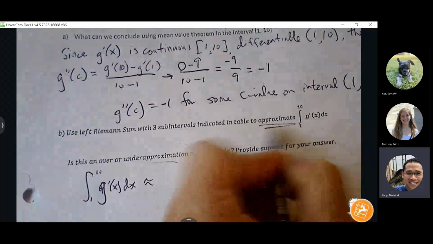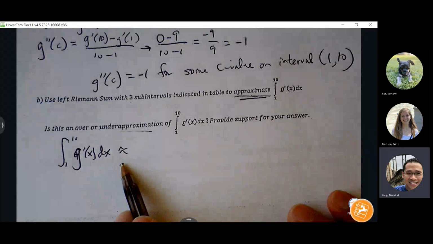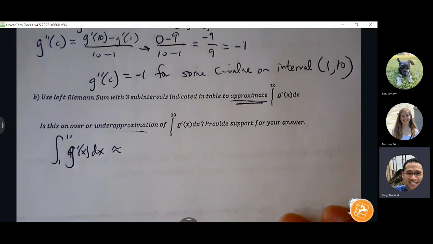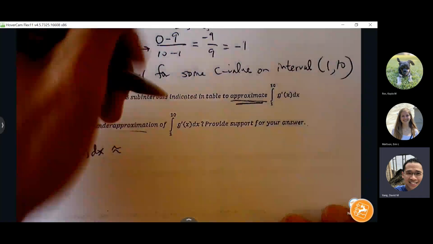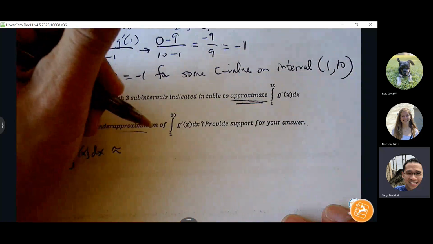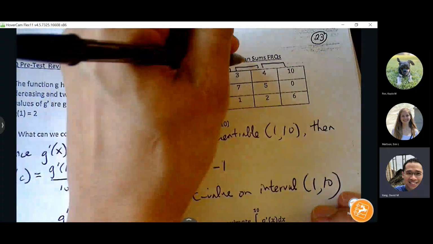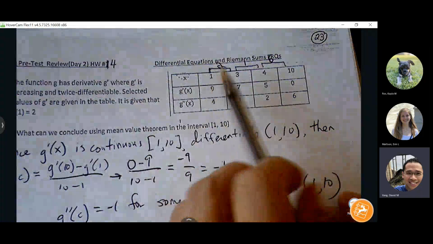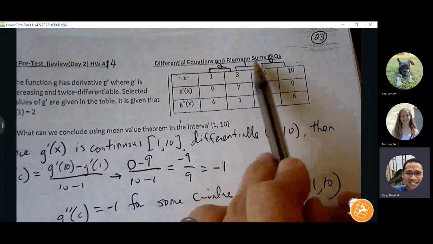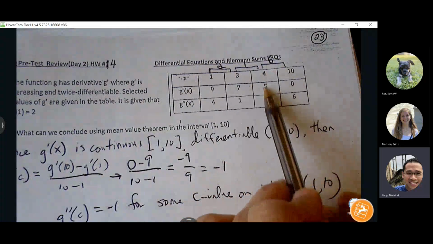It's an approximation, so we know it's a squiggly line, because we know it's not the exact area, just the area of these rectangles. So we want a left Riemann sum. The width here is 2, width here is 1, width here is 6, width times height, width times height, width times height.